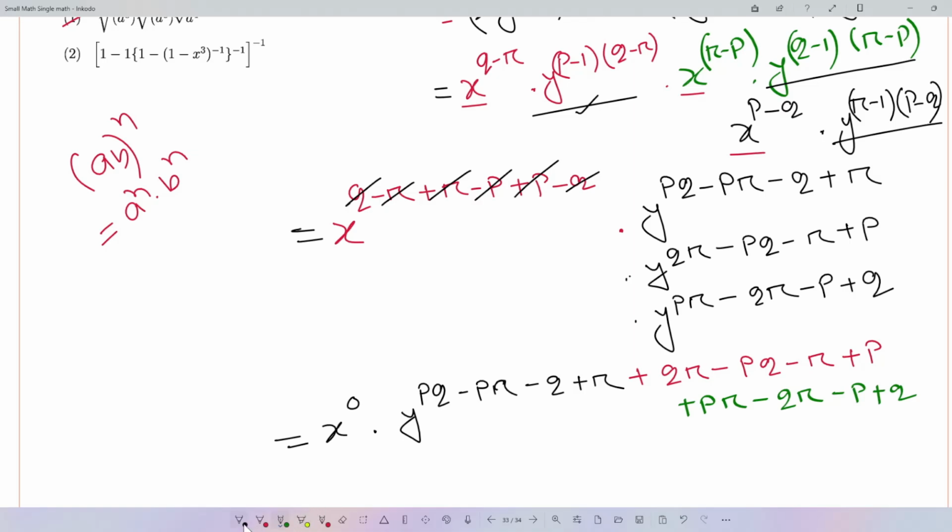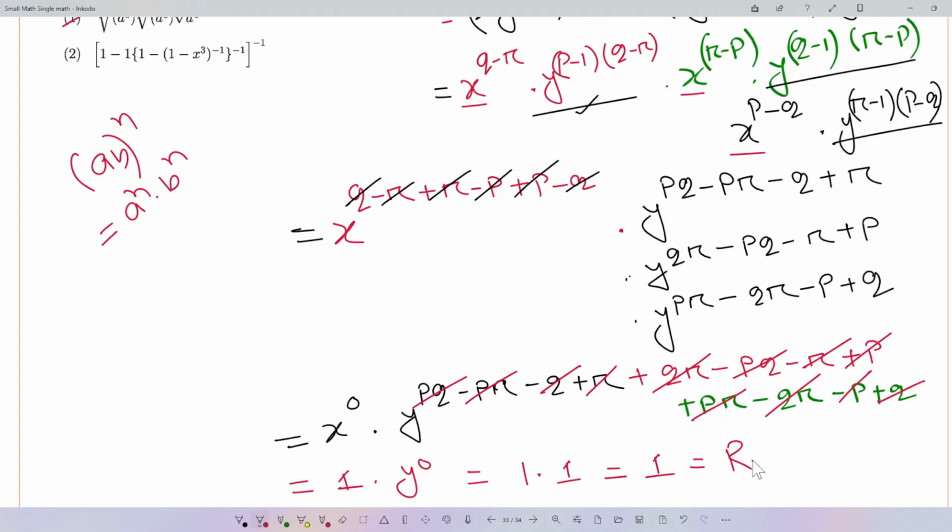Okay, so what is happening here is pq and here is minus pq, so we can deduct this one. Here is minus pr and here is plus pr, so we can cancel this one. Minus q plus q out, plus r minus r out, and here is plus qr and here is minus qr out, plus p minus p out. So here x to the power 0 means 1, and here is y to the power 0. So finally 1 times y to the power 0 also becomes 1. So the answer will be 1.